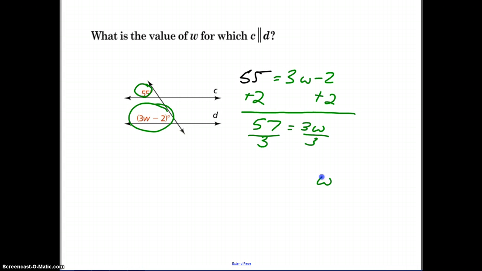Now, to solve for w, let's divide. How many times does 3 go into 5? Well, that's 1 time, and it leaves you with a remainder of 2. So then, how many times does 3 go into 27? And that is 9. So if w is 19, then my lines are parallel.